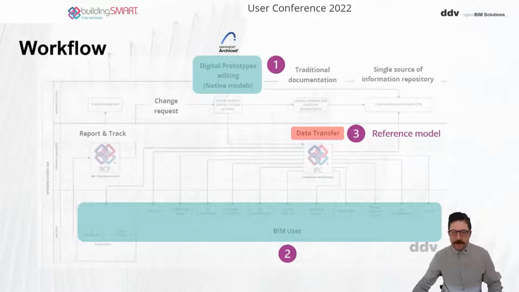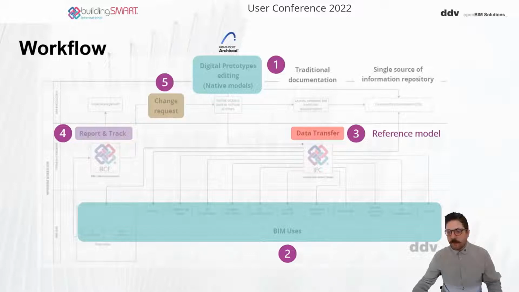We will transfer that data to other stakeholders, and depending on our quality management framework, we could also use the standard BCF for issue tracking, finishing this cycle by requesting a change from the authors of those models. So this is the typical reference model within the OpenBIM framework.